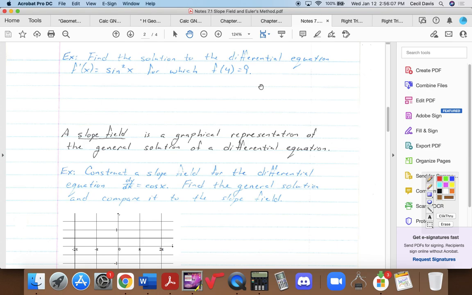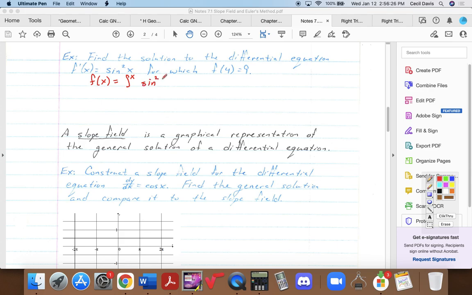So what we will do is make use of the fundamental theorem of calculus. We'll say f of x is going to be equal to the integral from some constant, I'll leave that blank for now, to x of sine squared of t dt. Because if I take the derivative of this, whatever this constant is, I'm going to get sine squared x, right? So that part's good.